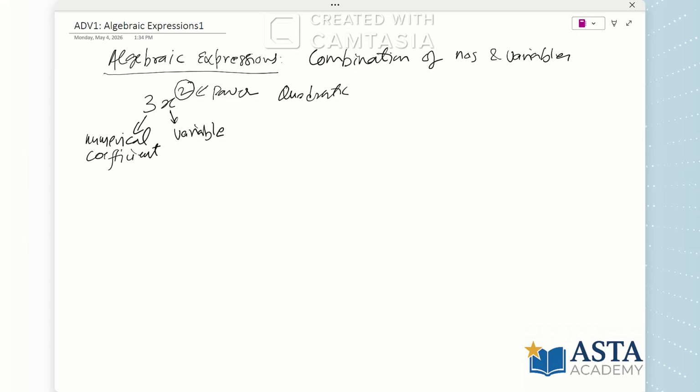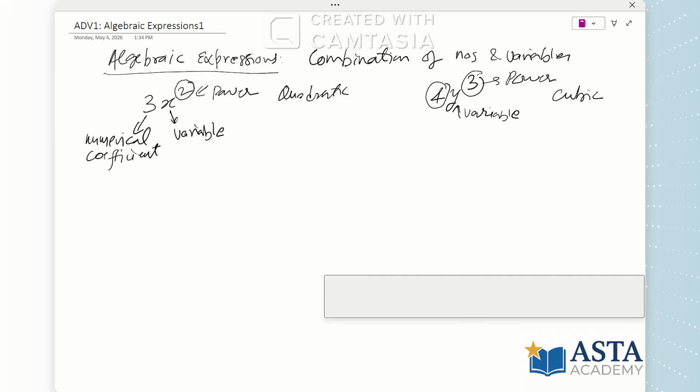Similarly, we can have another algebraic expression in which you have 4y cubed, where 4 is the numerical coefficient, y is your variable, and 3 is your power. That's why we say it is a cubic expression.